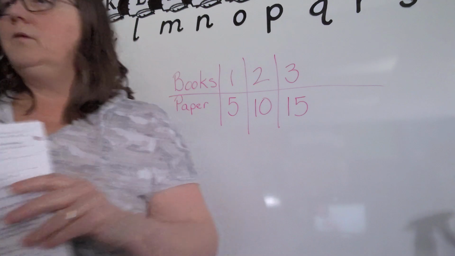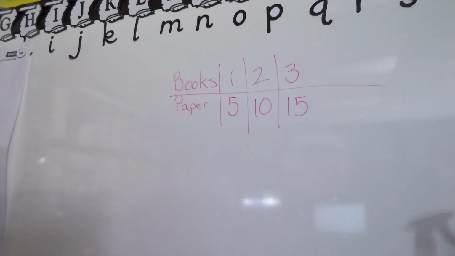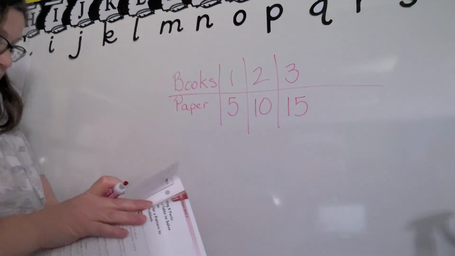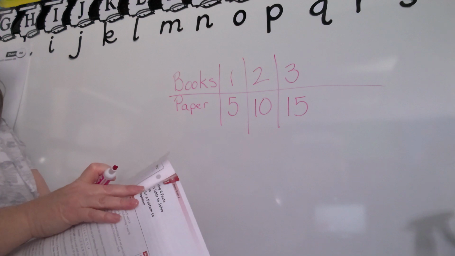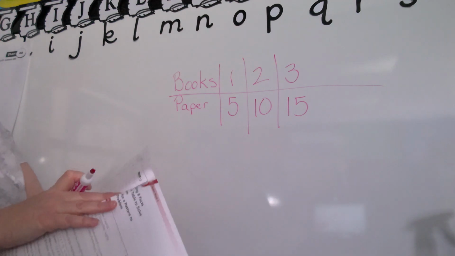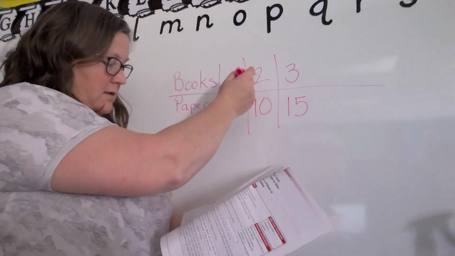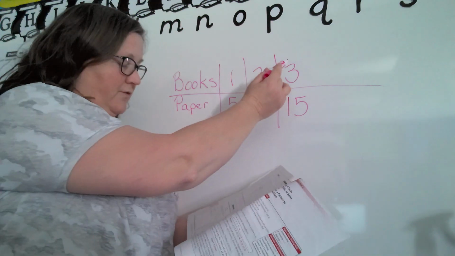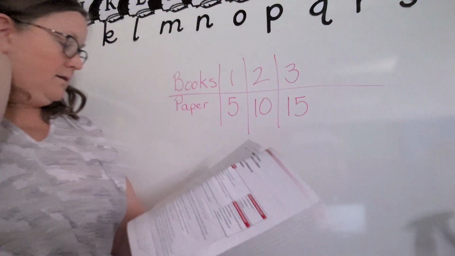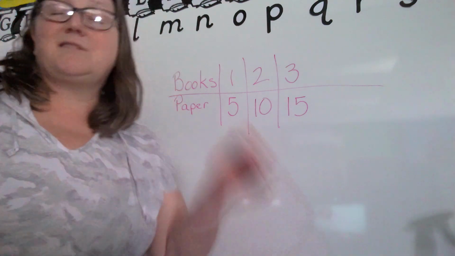Let me look and see. It gives you the table almost already. Number of books and number of pieces of writing paper. So you filled in now the 10, right? The 10 pieces if we're doing 2 books. And you filled in the 3 with 15. Yep. Okay, what pattern do you see so far?